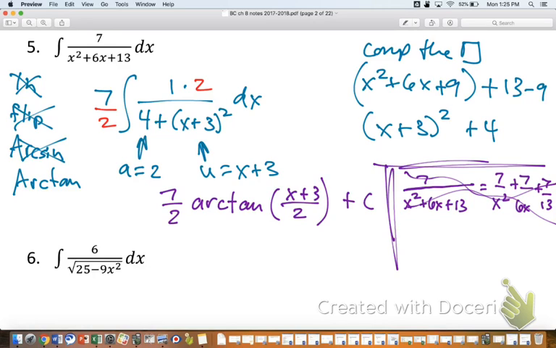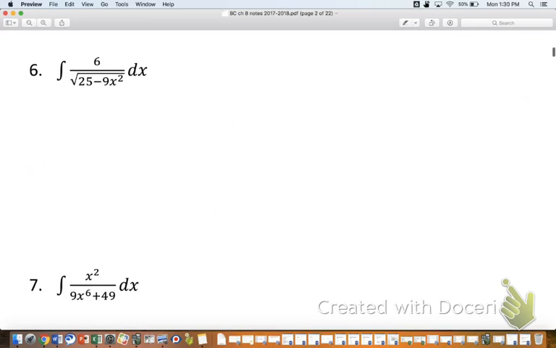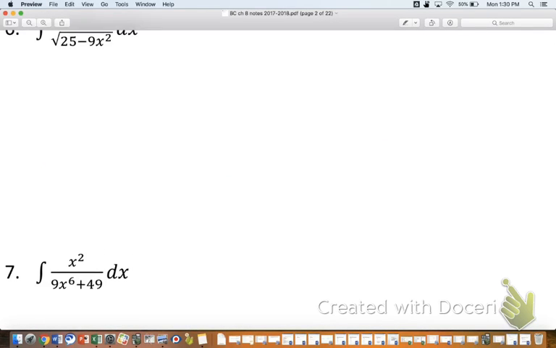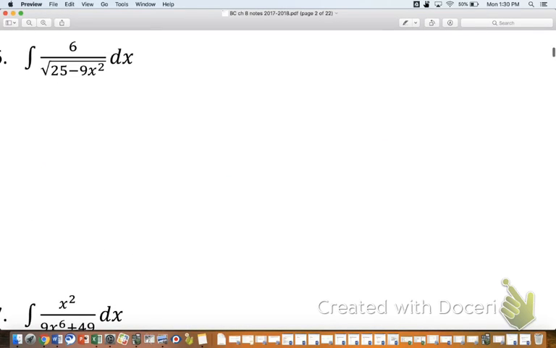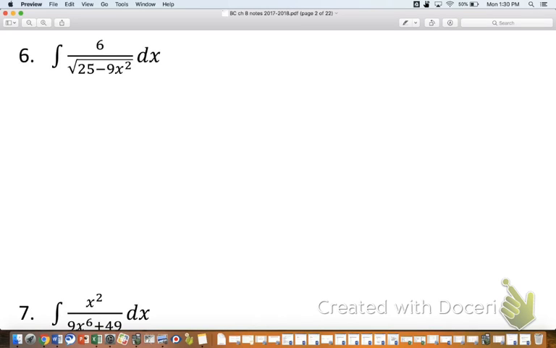Number 6. Number 6 is one of the more straightforward ones, I would say. The first thing maybe you would do with number 6 is just get the 6 out of the numerator and outside here.